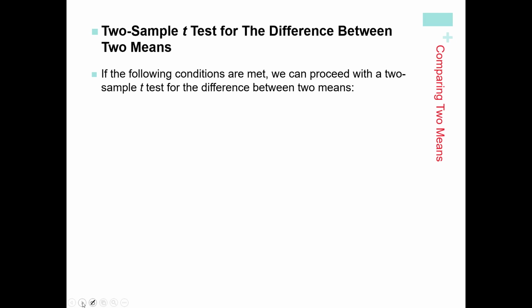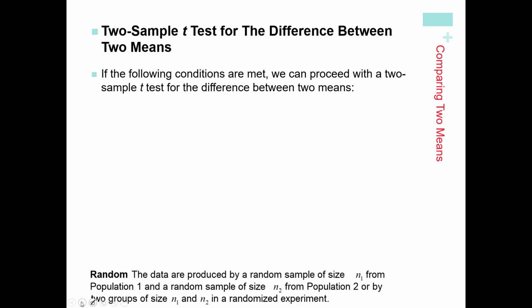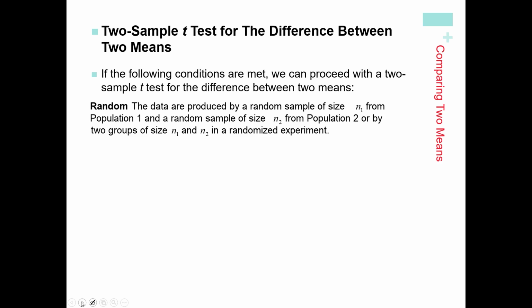So if the following conditions are met, we can proceed with a 2-sample t-test for the difference between two means. And by the way, if you're not already in the habit of naming the test, get in that habit. It can actually avoid you having to use the formula if you name the test, which can be another way to earn some points. So we need to check the conditions.